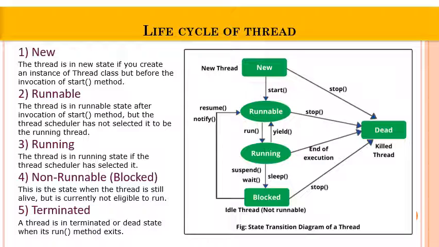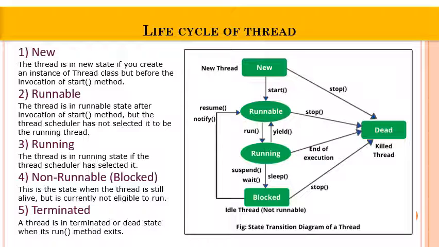The third state is the running state. The thread is in running state if the thread scheduler has selected it. Running state means that the processor has given its time to the thread for its execution. The thread runs until it relinquishes control on its own or it is preempted by a high priority thread.